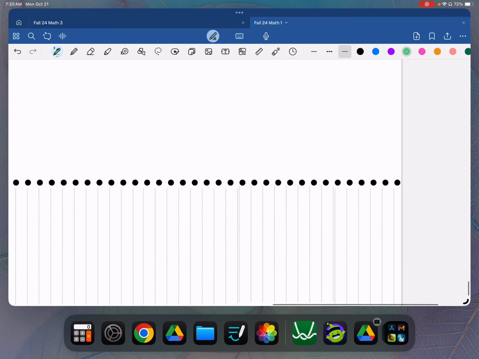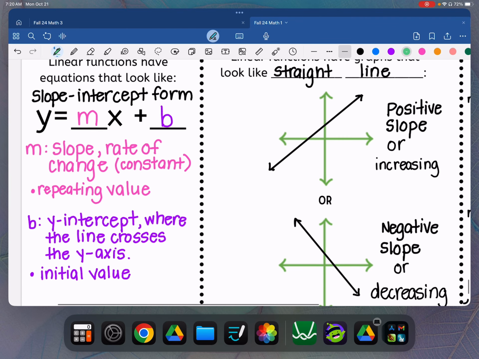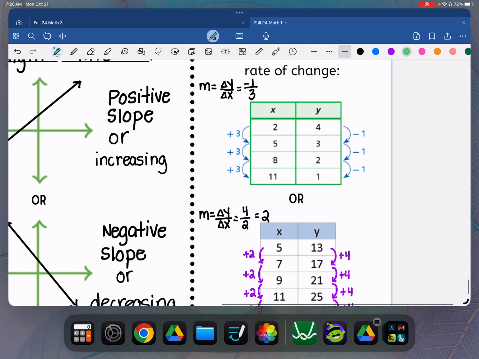So just to kind of review here, y equals mx plus b. m is the slope, b is the y-intercept. If it's going up from left to right, it's positive. If it's going down from left to right, it's negative. When we're looking at a table, in order for it to be linear, it's going to have a constant change, a constant rate of change. And we take the change in y over the change in x.